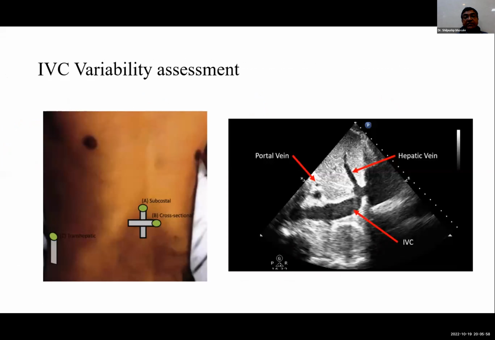And the last is the IVC variability. To assess volume responsiveness, you can look at the movement of IVC with respiration and see whether your patient is volume responsive or not. You can do it even in the transhepatic view. This is part of the VEXUS protocol. I think if we are short of time, I would probably stop here and take questions at the end of the session.